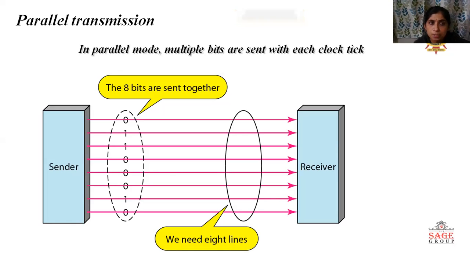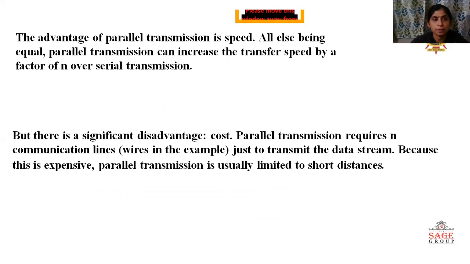So generally this parallel transmission method is used for short distance communication. It is not preferred for long distance. Speed is the biggest advantage of this method. So I have written the advantages and disadvantages here. Advantage: speed. Parallel transmission can increase the transfer speed by a factor of n over serial transmission.